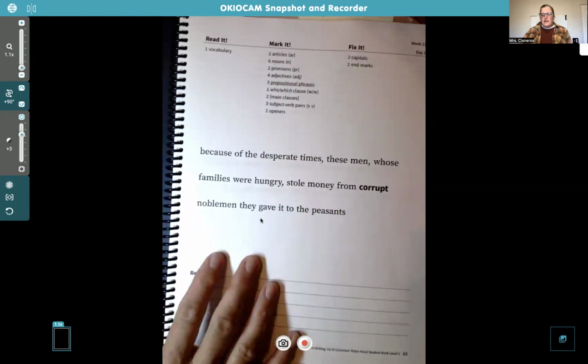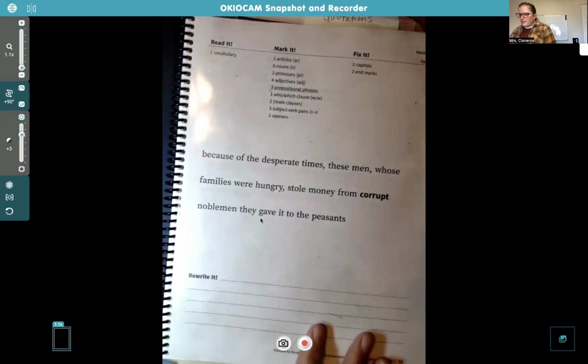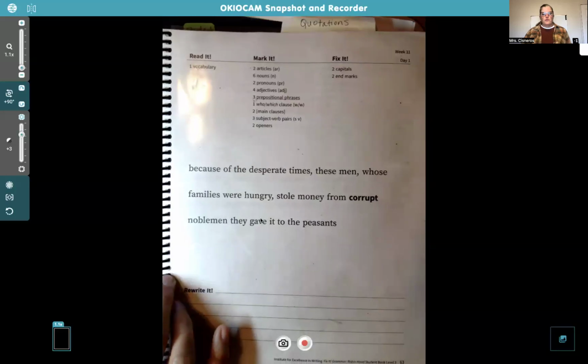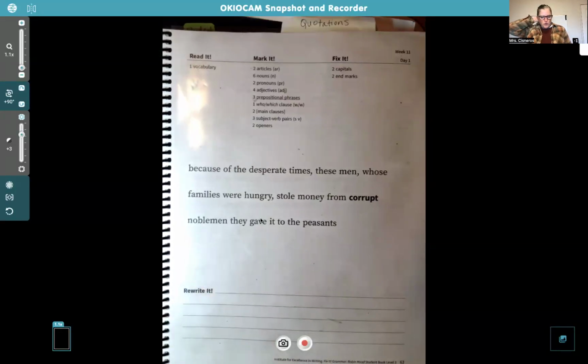Page 63. This is the practice page. Because of the desperate times, these men whose families were hungry stole money from corrupt noblemen. They gave it to the peasants.